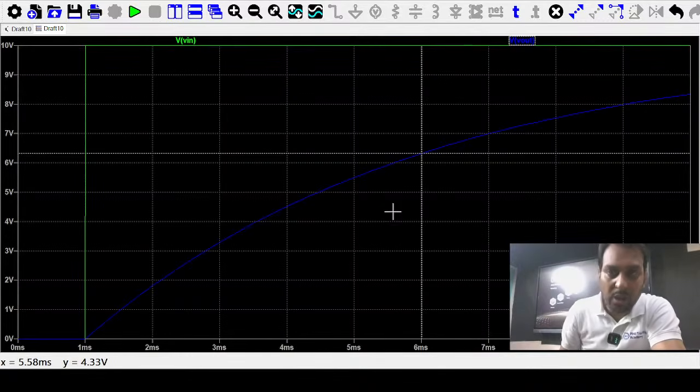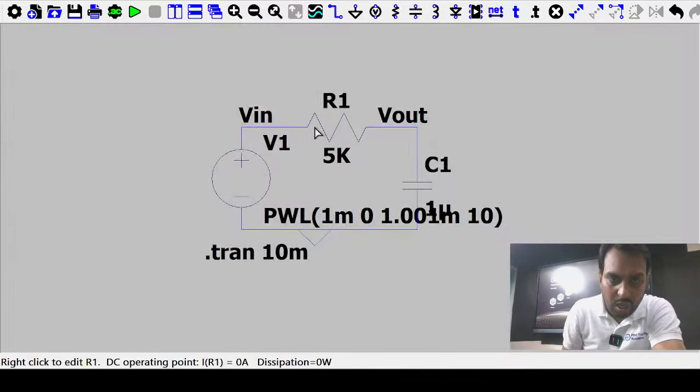Similarly, if you reduce the resistance from 1K to 0.5K, what is happening? The current I is 10 minus 0 upon 0.5K, that is 20 milliampere.